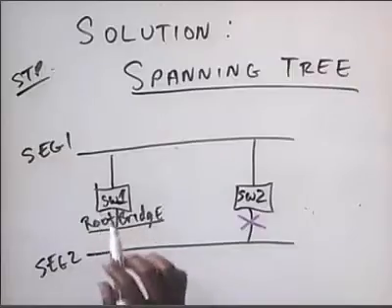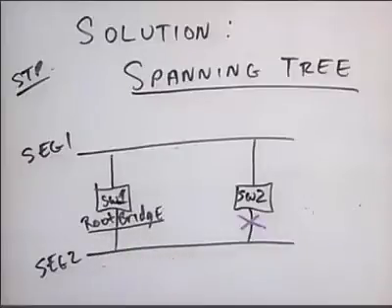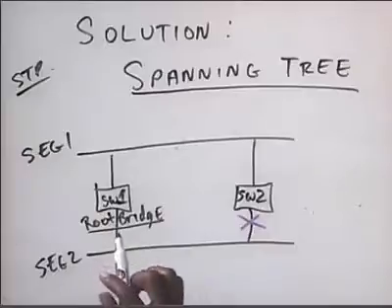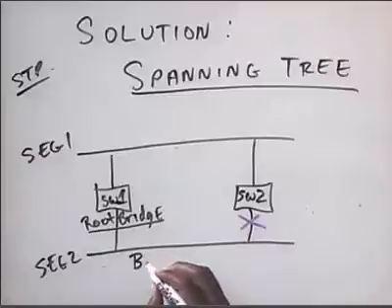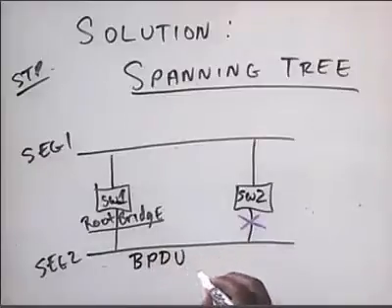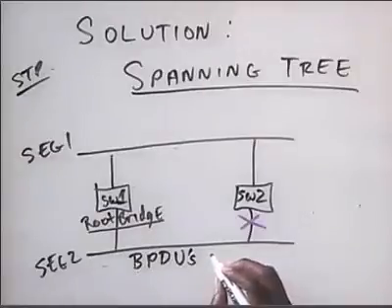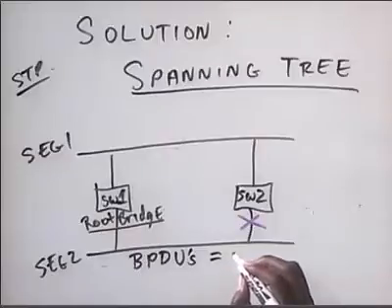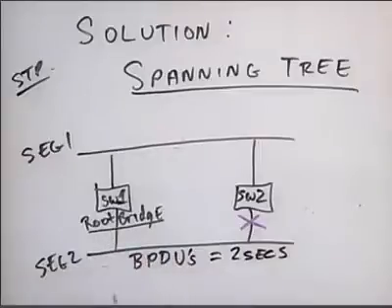In this particular example, switch 1 is being chosen as the root bridge. How does that root bridge election take place? What we use is something called Bridge Protocol Data Units. It's commonly referred to as BPDUs. Bridge Protocol Data Units, and I'm serious, we really call them BPDUs. Bridge Protocol Data Units are frames that are sent out every 2 seconds by the root bridge.